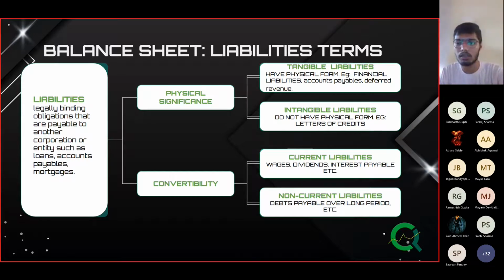Wages, dividends, interest payable, etc. Debts payable over a long period are non-current liabilities. Current liabilities are wages, dividends on a short-term period. Intangible liabilities do not have physical form, that is letters of credit, etc.